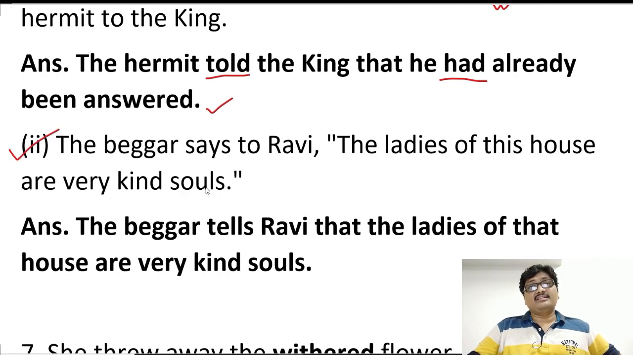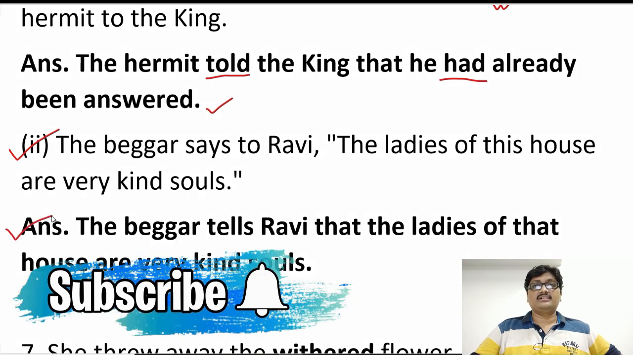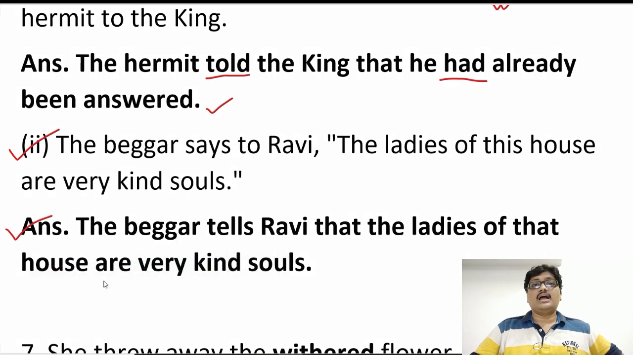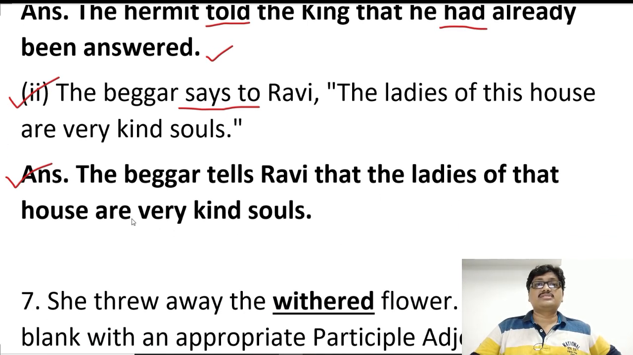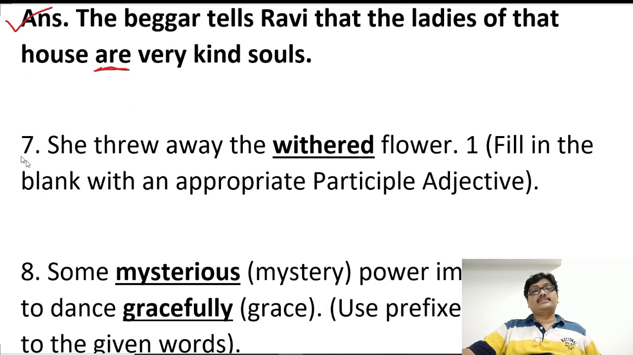Come to the next question. The beggar says to Ravi, the ladies of this house are very kind souls. The answer is: the beggar tells Ravi that the ladies of that house are very kind souls. As the reporting verb is in present tense, the tense of the reported speech remains the same. Understood? That is why it is given the ladies of that house are. Okay, so the tense of the reported speech remains the same. Understood? Now come to the seventh question.